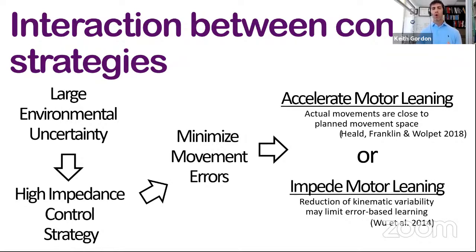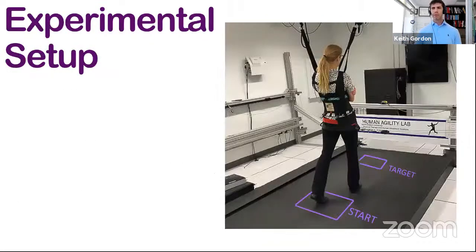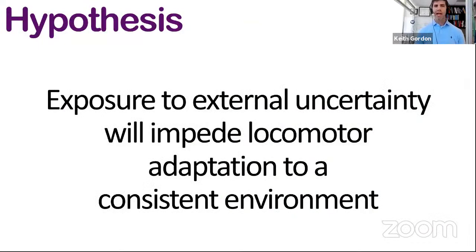However, its effect on forming an appropriate internal model for walking, which is also a goal of gait training intervention, is not known. A high impedance control strategy could accelerate motor learning by increasing the likelihood that actual movement errors occur close to the planned movement space, thus allowing individuals to better identify sources of errors. Or alternatively, an impedance control strategy could impede motor learning by reducing kinematic variability, an important signal for error-based learning. Thus, we set out to explore this interaction and hypothesize that exposure to external uncertainty would impede locomotor adaptation to a consistent environment.